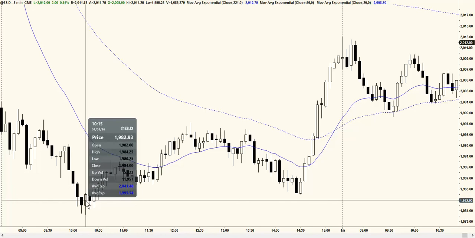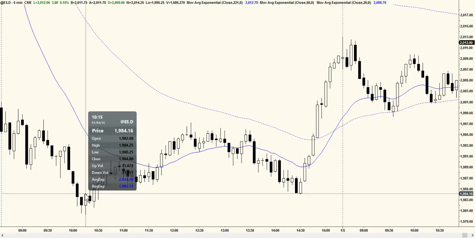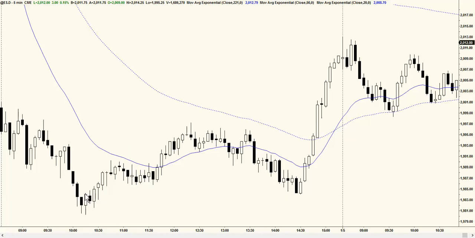Bears are going to use this one. They're going to use this high as a profit taking order. They're going to use it as an area to take profits. Excuse me. So they're going to short here and look, take profits here.